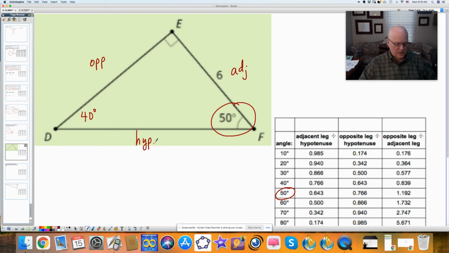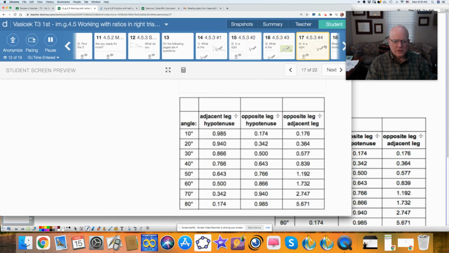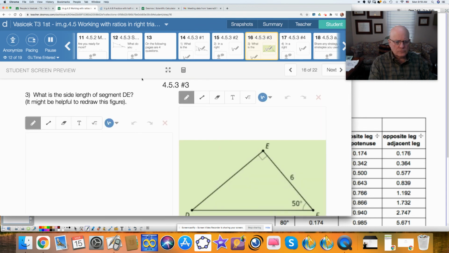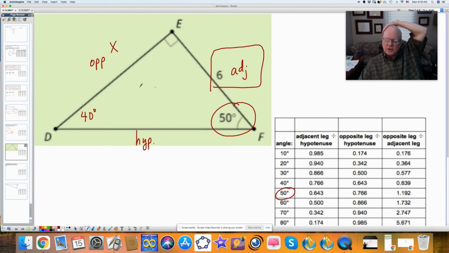Now, I don't remember which ones we were asked to solve for in this. Let me just look on the thing here. It says, find the side length DE. So we need to find this side. This is the one we're looking for. We'll call it X. They didn't ask us to solve for the hypotenuse. Well, I've got the adjacent, and I'm looking for the opposite. Which of these ratios would that be?